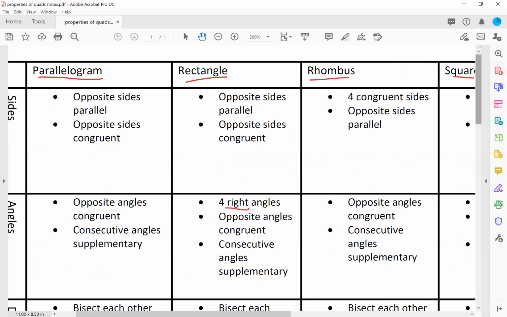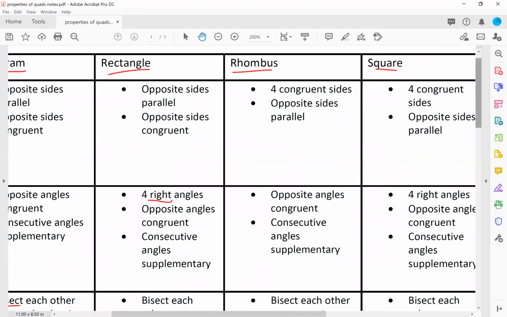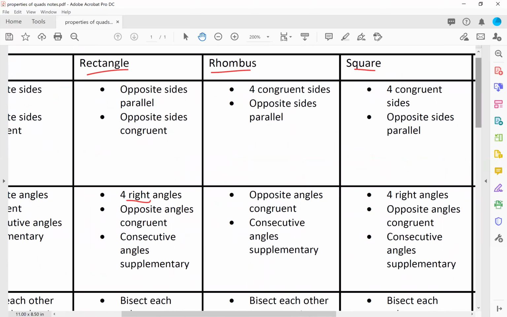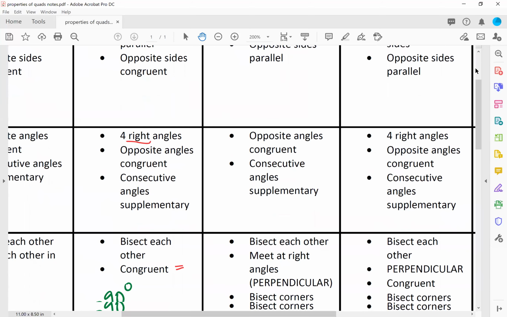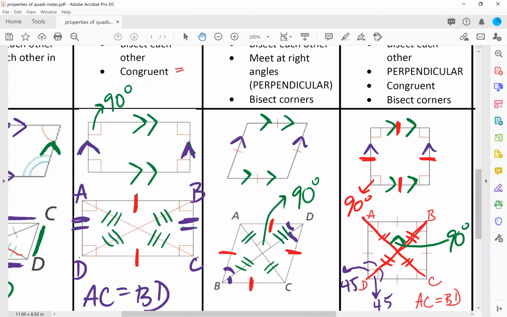Okay, next one is a rhombus, or some of y'all like to call it a diamond. A rhombus is a parallelogram, but it has 4 congruent sides. So that means all 4 sides are equal. And again, our opposite sides are still parallel. So if we go down here and we look, we can see each of these 4 sides has the same mark on it. So they're all the same length. And then the top is parallel to the bottom, left is parallel to the right.